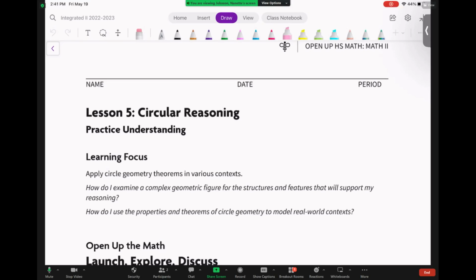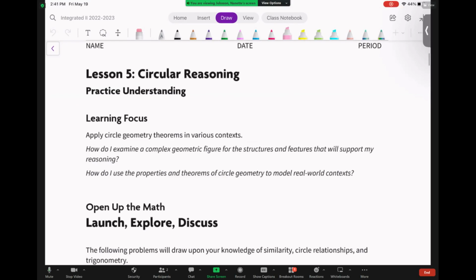Okay, so we are going over 7.5, which is called circular reasoning, and it's called practice understanding. What we're really doing is looking for you to apply everything that you've learned in this unit. So you're applying circle geometry theorems in various contexts. How do I examine a complex geometric figure for structures and features that will support my reasoning? And how do I use properties and theorems of circle geometry to model real world contexts?